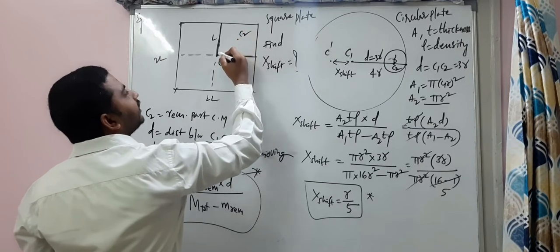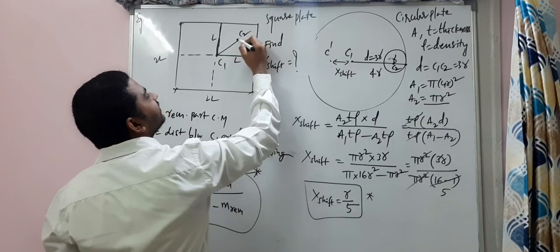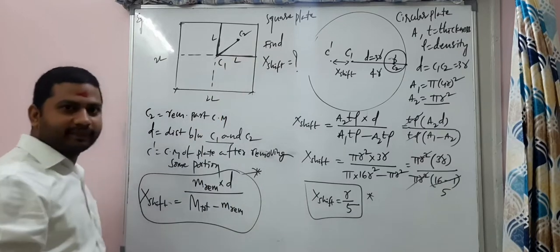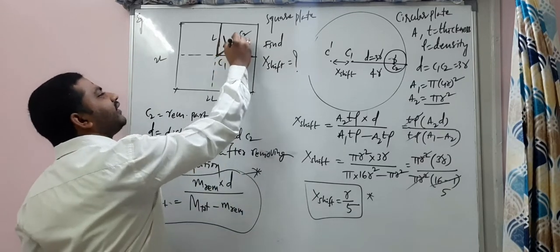That's C2, and you know the distance between these two. How to find this? How to find the D?